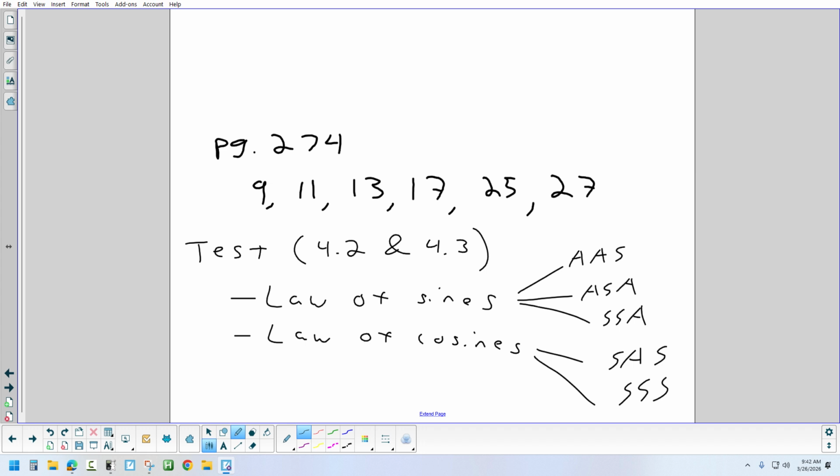Is there going to be a word problem? I'll have to double check on that. I'll let you know. Any questions on the topics on the test? Okay, the homework is on page 274. It's those 6 questions, and we'll look at those to review before we do the test tomorrow.